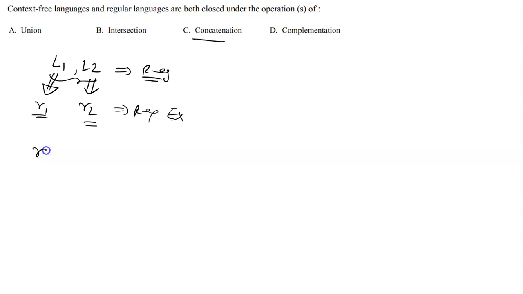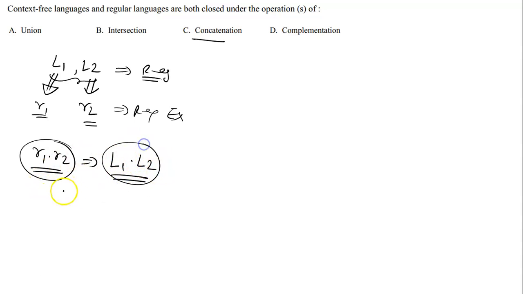Now the regular expression R1 dot R2. What is this regular expression R1 dot R2? This regular expression basically denotes the language L1 concatenated with L2. So you can see that for L1 dot L2 we have the regular expression R1 dot R2, and hence we can say that the set of regular languages is closed under concatenation also, and hence L1 dot L2 is regular.